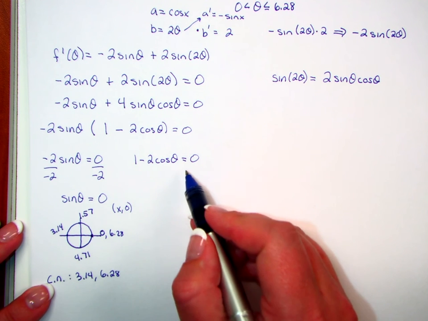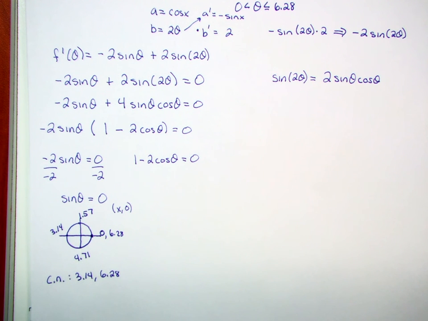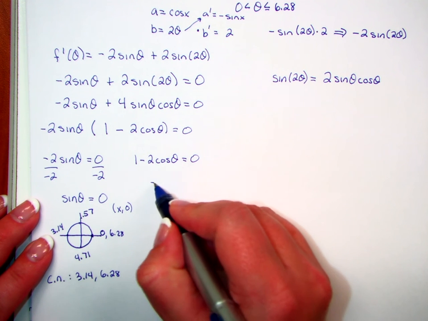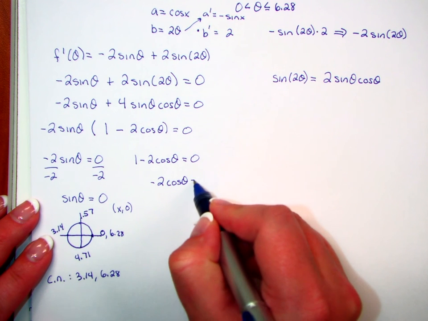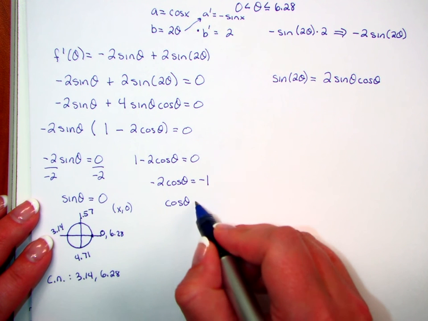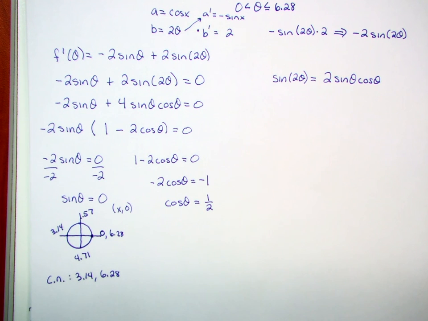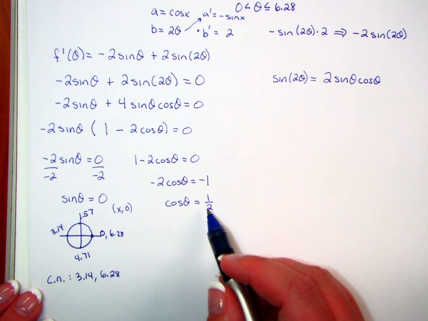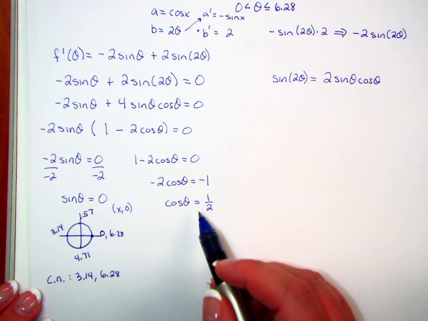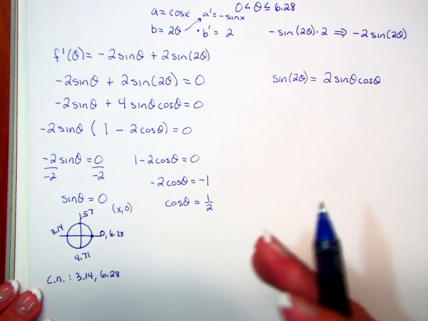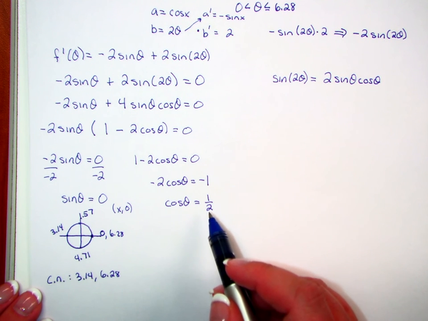All right, so then if I go to the other equation, 1 minus 2 cosine theta equals 0, go ahead and solve it for cosine. So we're going to subtract 1 from both sides. Divide by negative 2. I get cosine theta equals 1/2. All right, so you may remember that this is pi over 3. But you're going to want the decimal for pi over 3, so you can calculate that out. Or you can use your calculator here, actually, right?